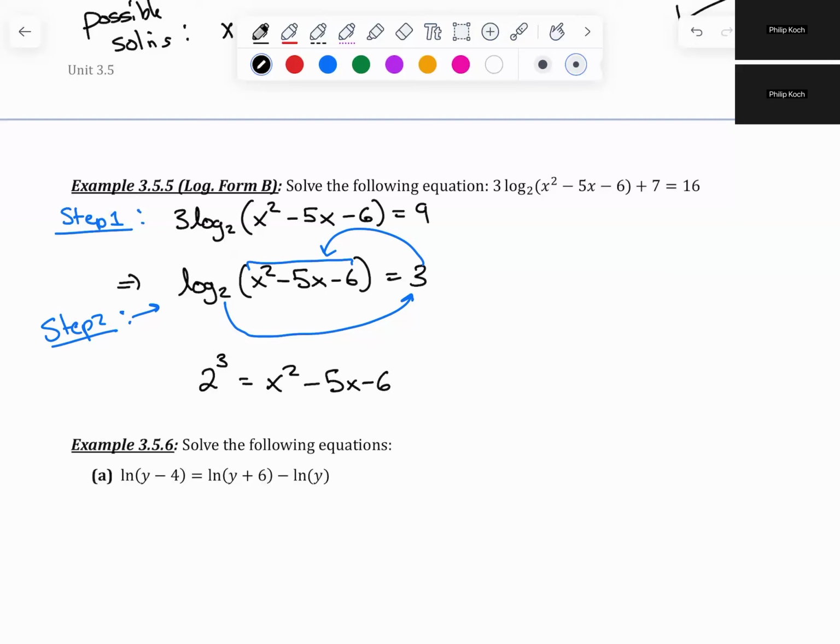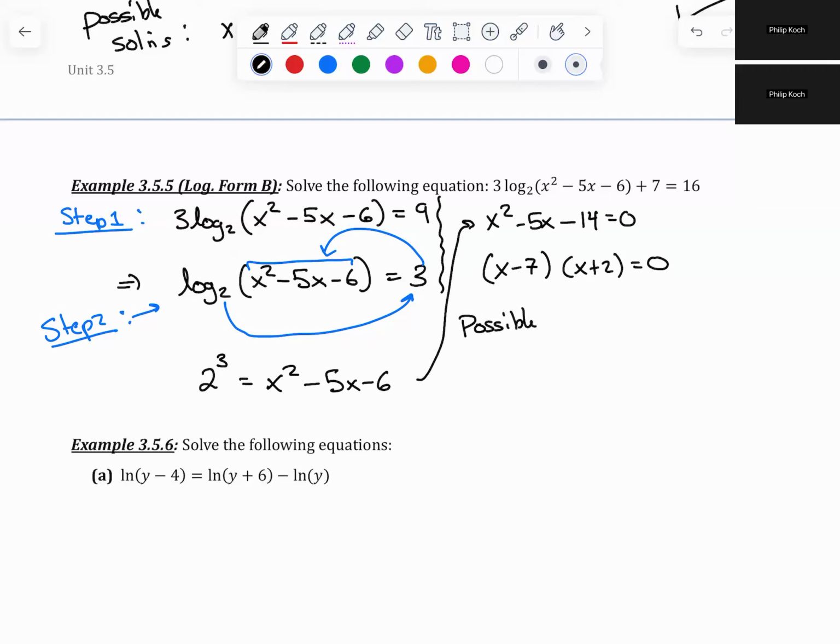And so that will give me x squared minus 5x minus 6 minus 8, that's minus 14, is equal to 0. And that will factor nicely. Again, that will factor to x minus 7 times x plus 2. And so that gives me the possible solutions: x equals 7 and negative 2.